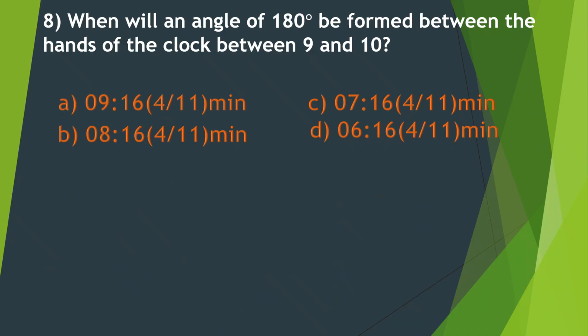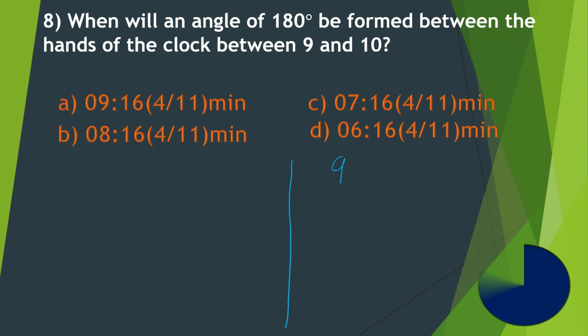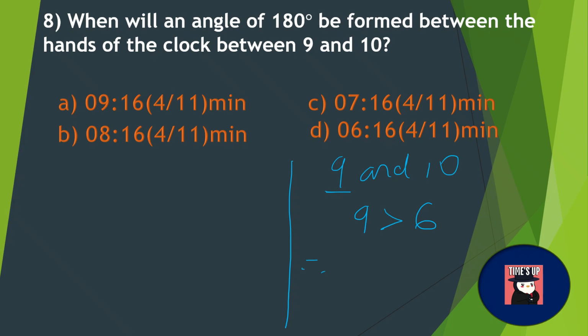Next question on your screen and your timer starts now. A 180-degree angle be formed between the hands of the clock between 9 and 10. 9 and 10. Okay? 9 is greater than 6. So what you need to do? Subtract 9 minus 6. 9 minus 6 is nothing but 3. Now you have to substitute that in place of time. 60 divided by 11 into time. Instead of time, you substitute 3.